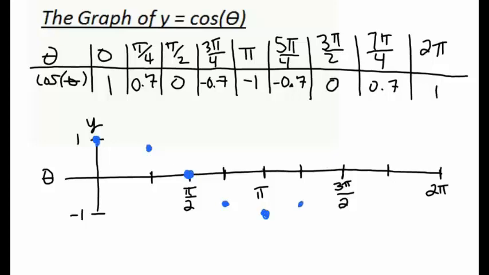Then we're going to increase to about negative 0.7. At 3 pi by 2, we're going to be at 0. At 7 pi by 4, we're back up to about 0.7. And finally, we end off at 2 pi, where cosine of 2 pi is equal to 1. And connecting all of these points together with a nice curved line gives us an idea of what the cosine function looks like.